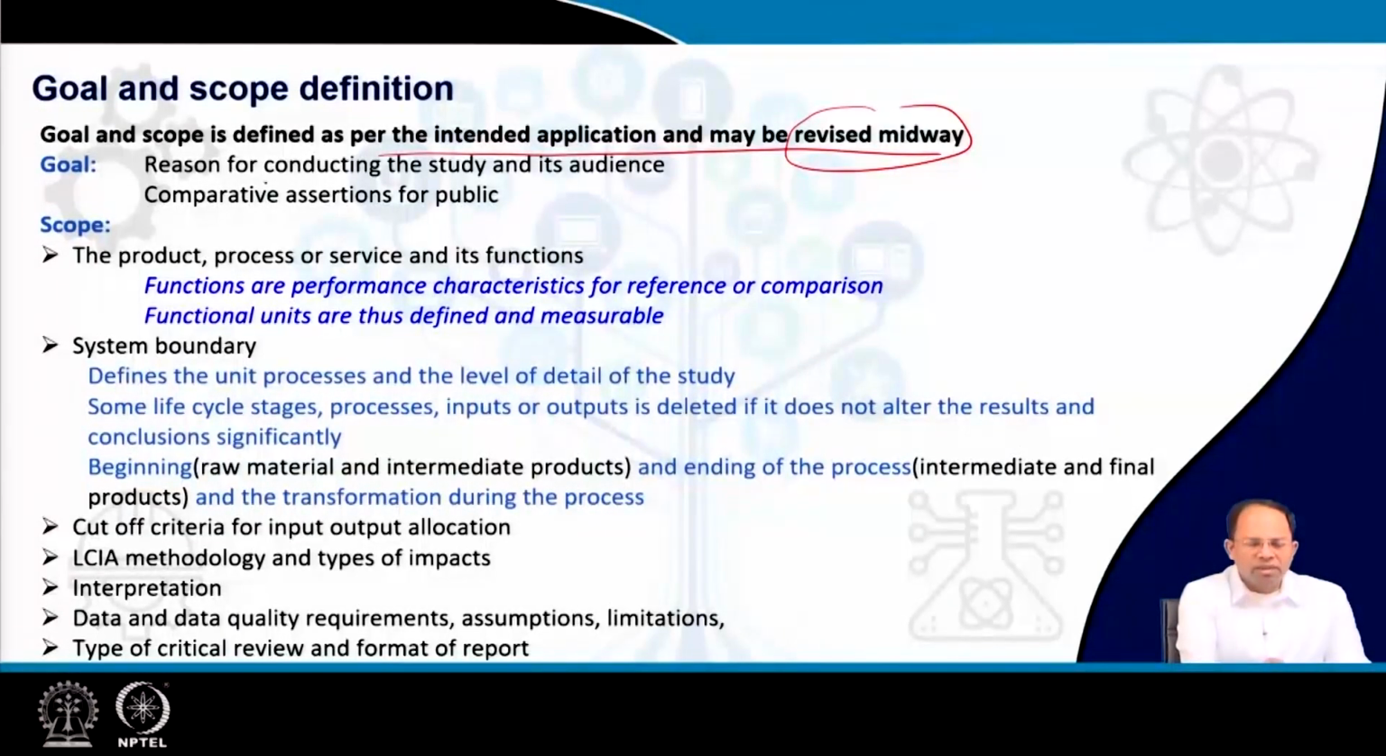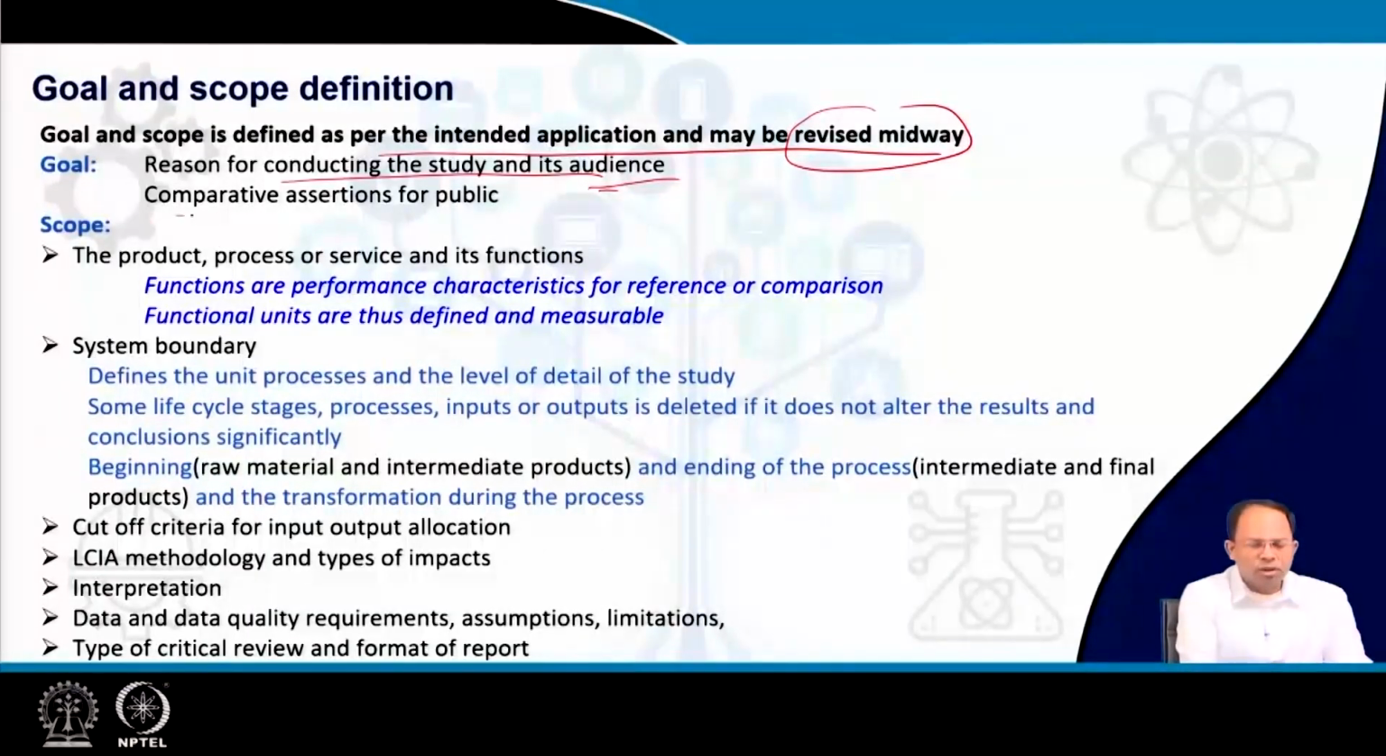So the goal and scope gives us the reason for conducting the study and the audience for whom we are creating this particular study. If I am creating an LCA study for a decision maker, it may have a different goal compared to if I am creating it for a particular industry. It will have a different goal based on the targets of the intended audiences. One may look at reduction of the overall cost, provided some constraints on emissions are there, whereas the other may look into the reduction of overall environmental and other kinds of cost for a particular process or product.